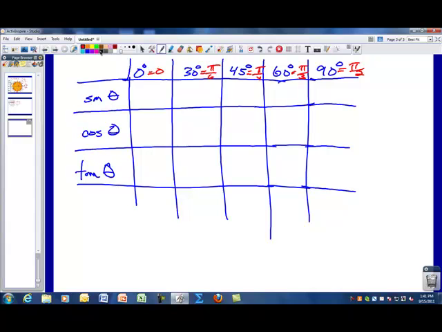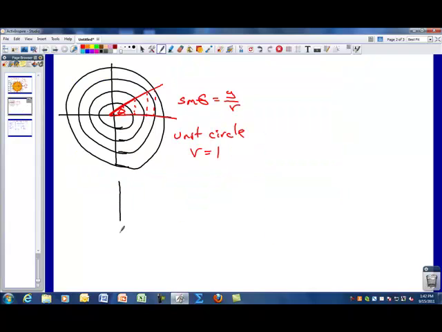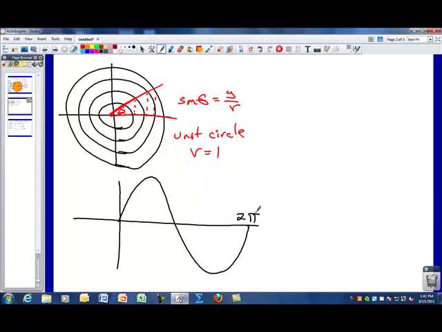All right, so what do we have for the sine of 0? Y over r. Well, I could also do this, because this is how I like to think of the sine. That's our sine curve, right? Where our period is 2 pi. There's pi. How high does it go? 1. How low does it go? -1.